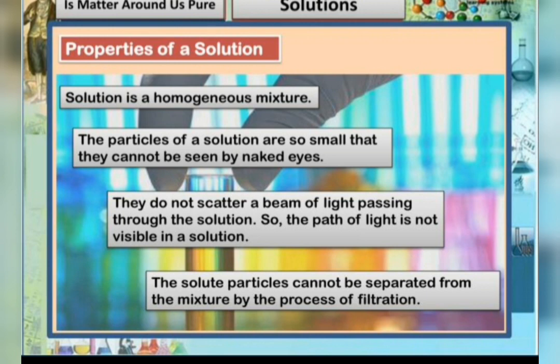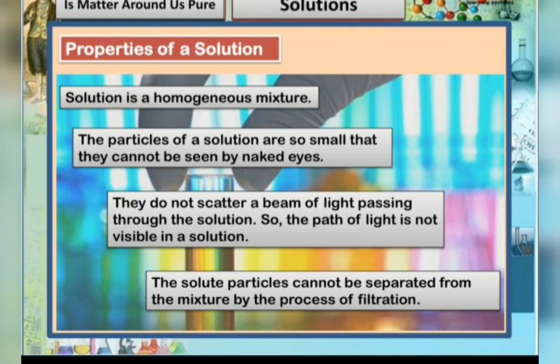Another property of solution is that the particles of a solution can pass through the filter paper. That means you cannot separate the constituents of the solution by filtration, because particles are small, so they easily pass through the filter paper.